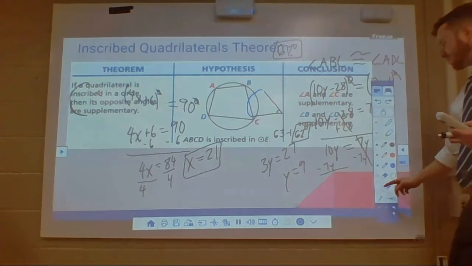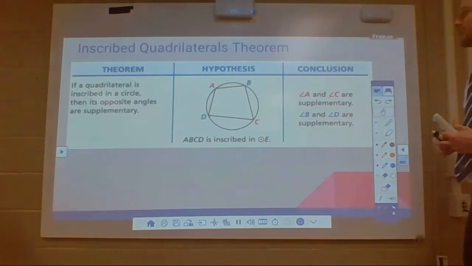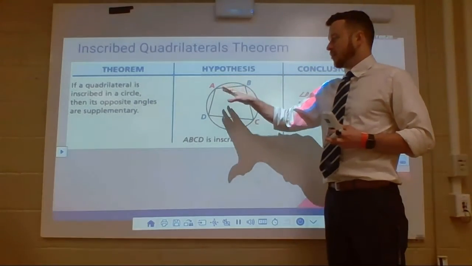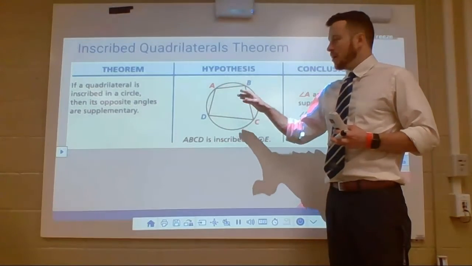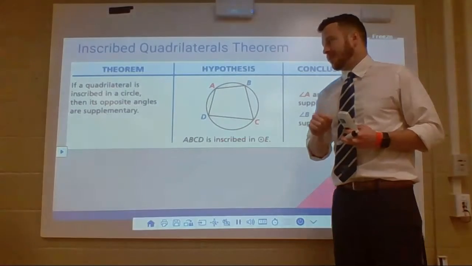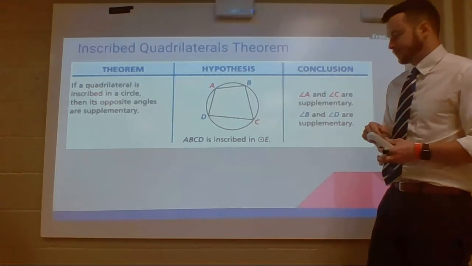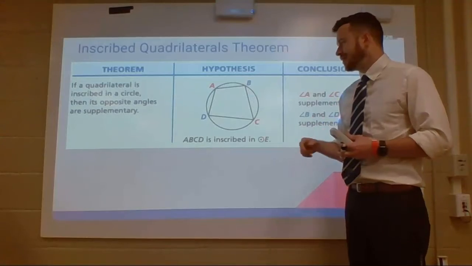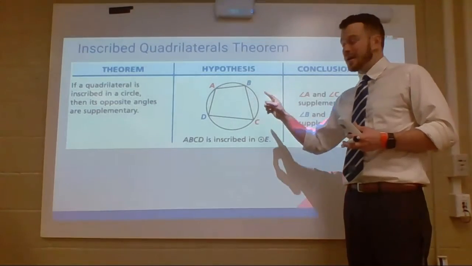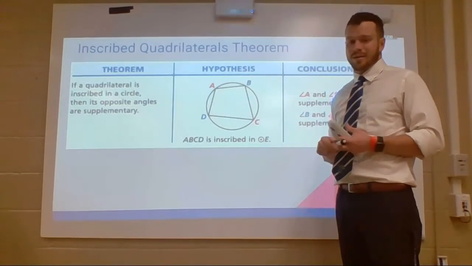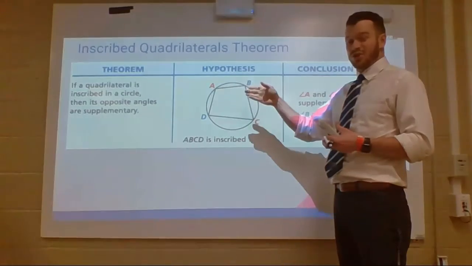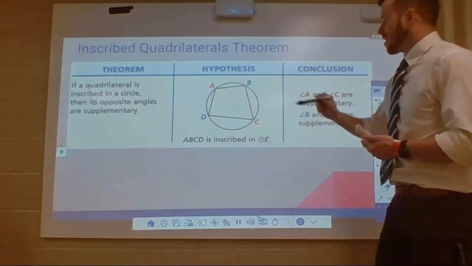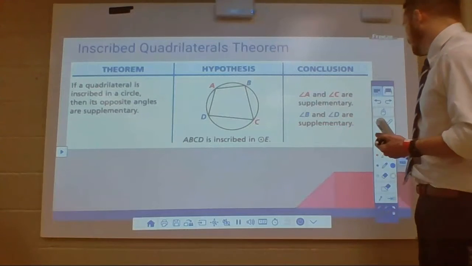This is the last thing we'll talk about for this lesson, the inscribed quadrilaterals theorem. So if we have any quadrilateral that is inscribed in a circle, then its opposite angles are supplementary. So we see this quadrilateral A, B, C, D, an inscribed quadrilateral. That means the quadrilateral is inside the circle. It's inscribed. It's inside the circle. So we have a quadrilateral in here. That means its opposite angles are going to be supplementary.